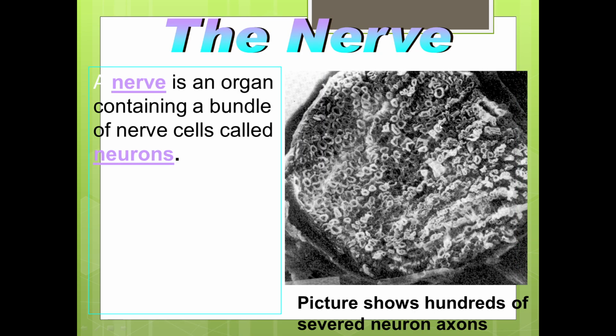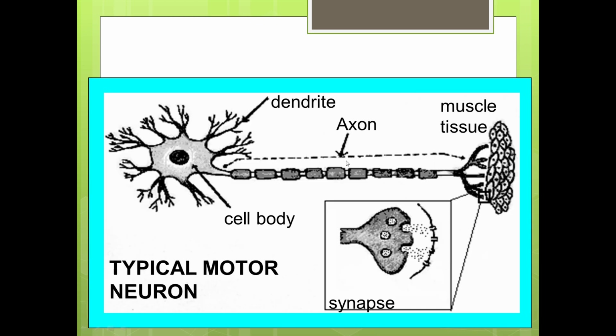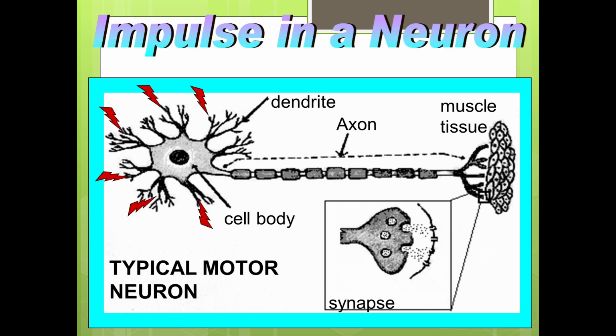What you see here is a cross section of a nerve. Inside this nerve you see a very large number of neurons. In a neuron, the impulses are received by the dendrites and the impulse is carried away by the axon. Impulses are received by the dendrites and it is carried away by the axon.